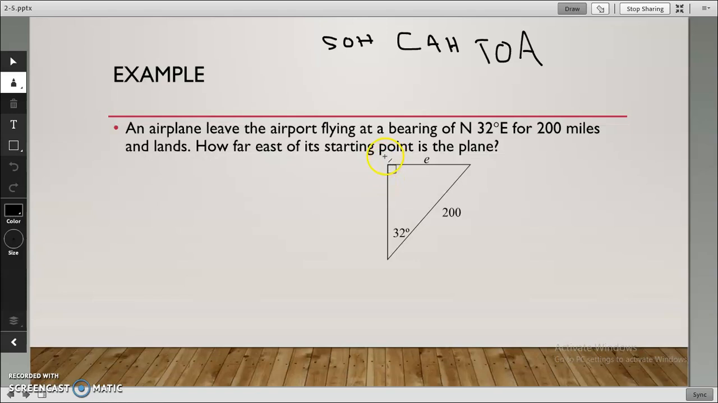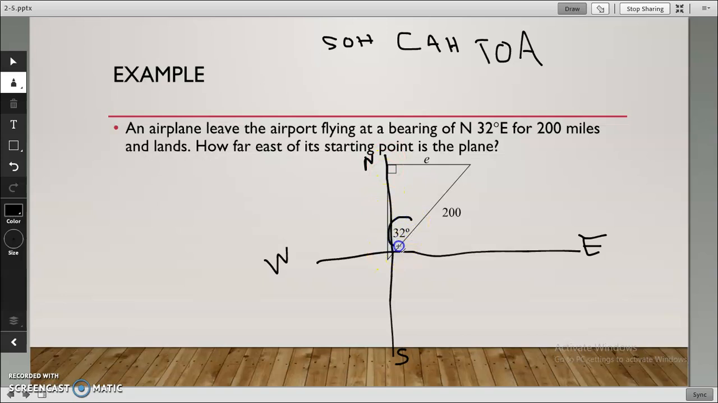So we have my plane. Let's say that I have little north, west, east, south here. Well, if I go northeast, this is the degree angle that I should get here. So I want to find out how far east. So this makes my right triangle.